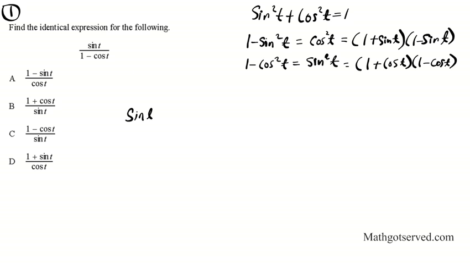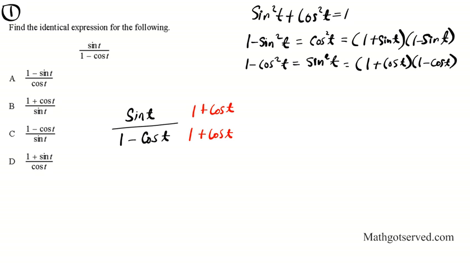Sine t over 1 minus cosine t. Now, to find an identical expression, I want to create a difference of squares in the denominator. Okay, so to do that, I have the difference, so I need the sum. Because I know if I have 1 plus cosine times 1 minus cosine, I can replace that with sine squared. So to do that, I will introduce the conjugate, to be specific, 1 plus cosine t in the denominator, and 1 plus cosine t in the numerator.